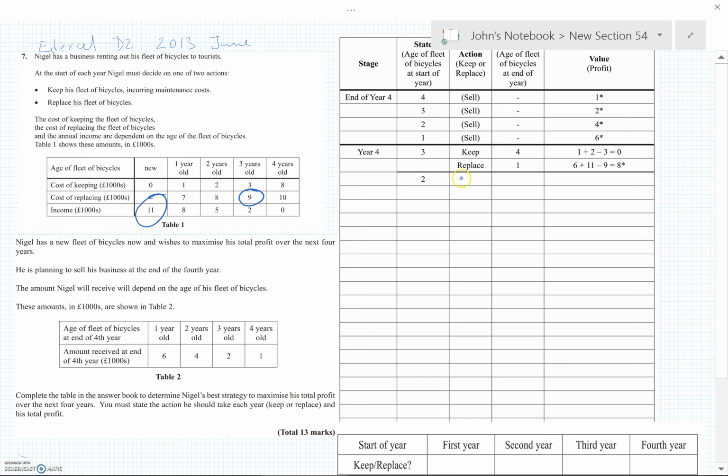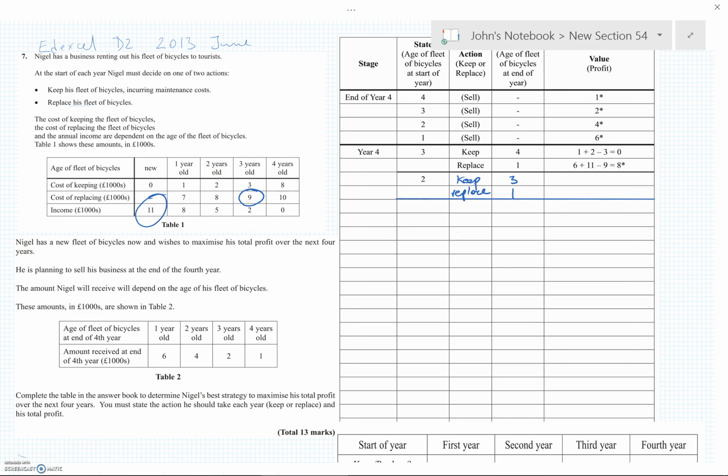If we have 2-year-old bicycles, we can either keep them or replace them. That's our action, the decision we're making. If we keep 2-year-old bicycles, they become 3-year-old bicycles. However, if we replace them, they're obviously new at the beginning of year 4, and at the end of year 4, they will become 1-year-old bicycles, like that. So now let's work out the numbers.